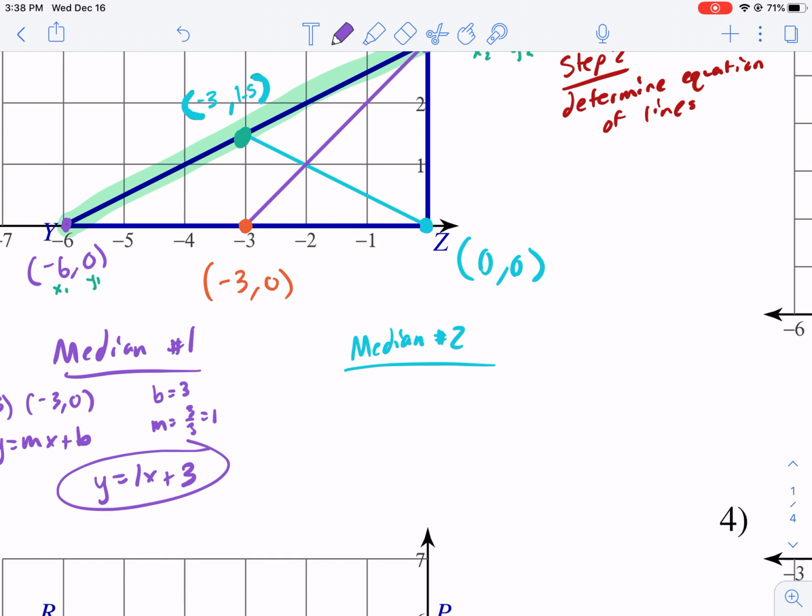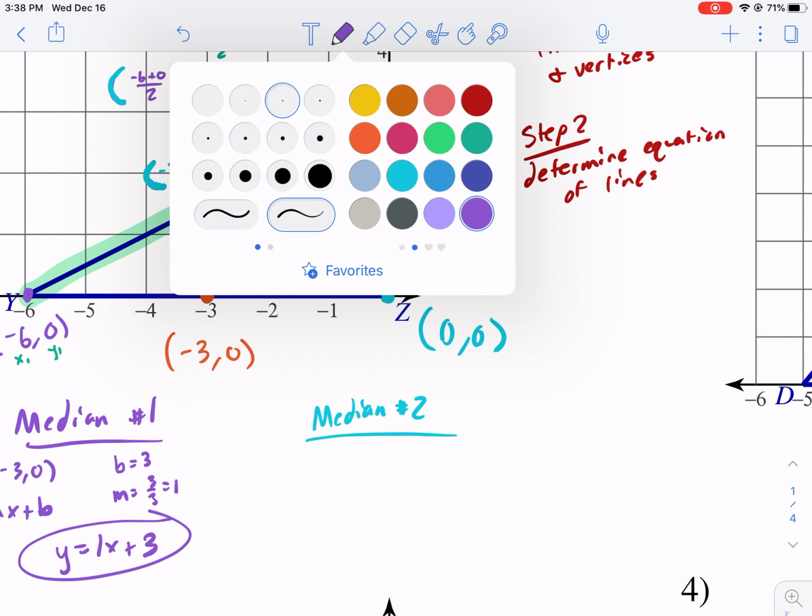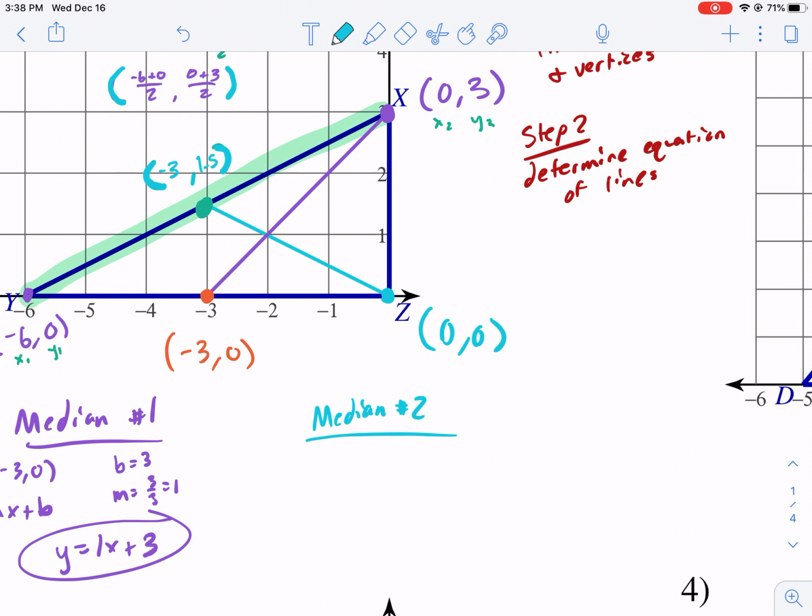Median number 2, I'm actually going to use slope-intercept form again, just because I already have the y-intercept. I told you I was going to use point slope, but I'm going to change my mind. Maybe in another problem I'll do it. With this one we already have the y-intercept, so it's going to be easier. So we have y equals mx plus b. We need to find our slope and our y-intercept. We already know our y-intercept is 0. That makes it a little bit easier.